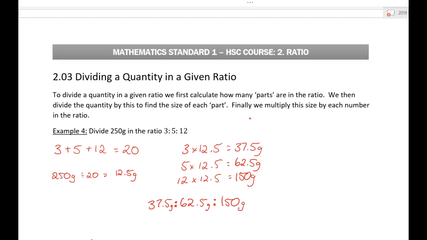Reminder again how we do it. We add all of the parts together in the ratio, in this case 3 plus 5 plus 12. Add all the parts together, divide the total by the number of parts to work out how big one part is, and then once you know how big one part is, you multiply it by how many parts in each of those little groups.